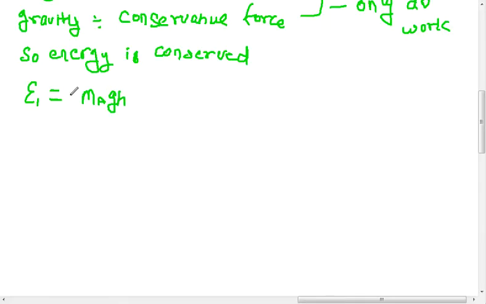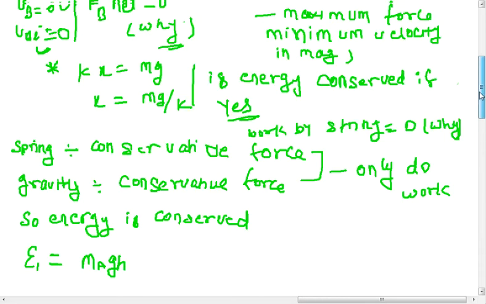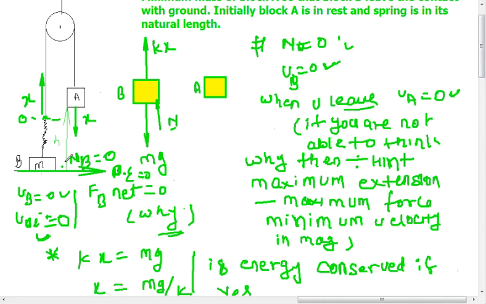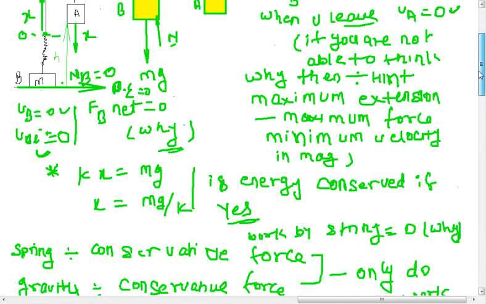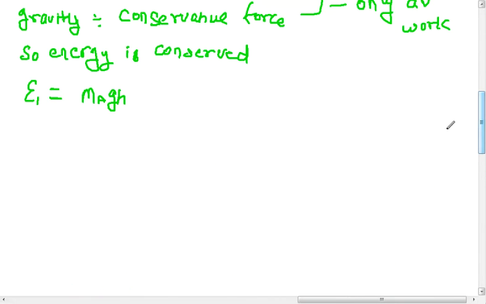Because work done by gravity in moving from ground to height h will be minus mgh. And the change in potential energy is basically minus of the work done by the conservative force. So due to it, this becomes positive. At this point the potential energy will be positive. And what is the final?